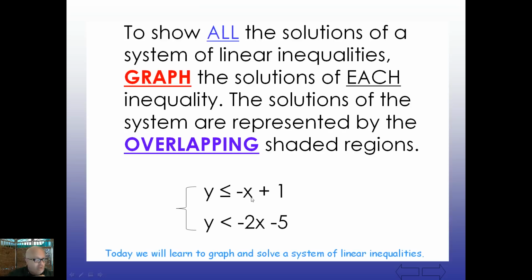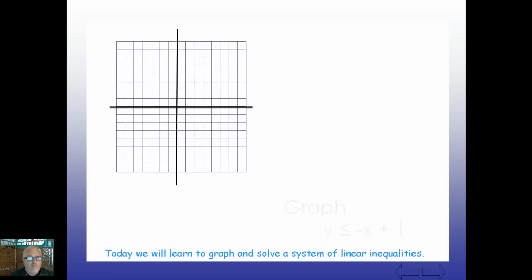Remember, we would draw a line, or we would see, just by inspection, a line that was solid, and it was all the y values shaded below the line. This one here is, of course, shaded below also, but this one's not going to be a solid line, it's going to be a dashed or broken line. So let's take a look.